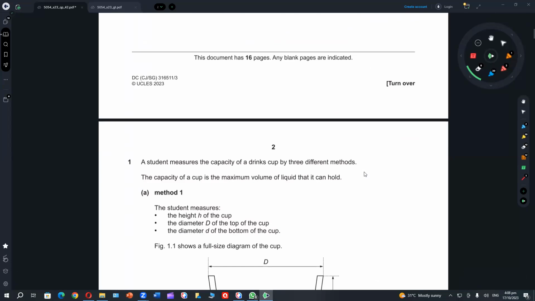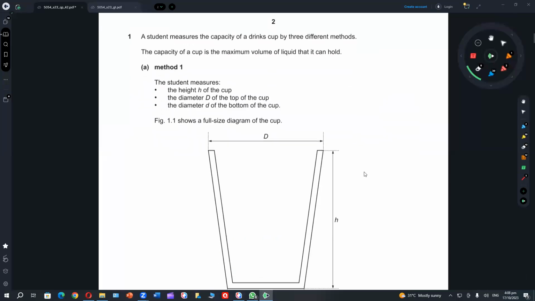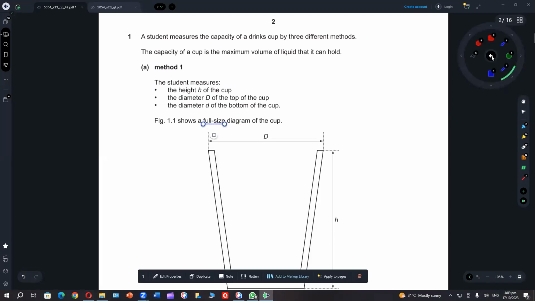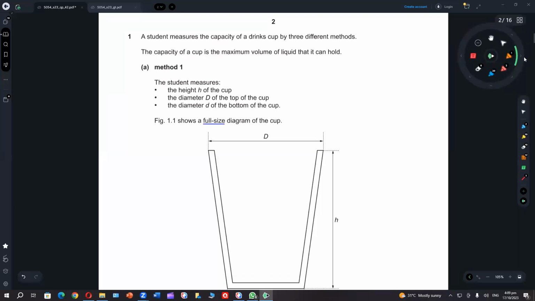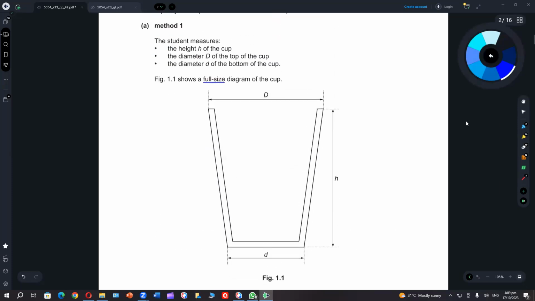The capacity of a cup is the maximum volume of liquid that it can hold. Method one, the student measures the height h of the cup, the diameter D of the top of the cup, and the diameter small d of the bottom of the cup. The figure shows a full size diagram. Full size means that you can put a ruler on it, but in your printout or in your past paper books, normally the size is not exactly the same. So marking scheme answers normally vary here.